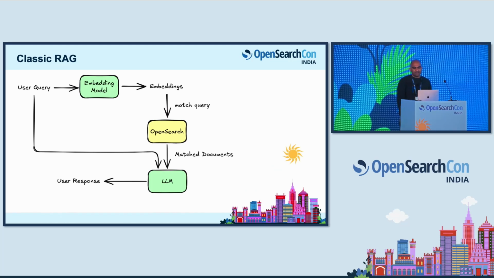I think everyone understands what a classic RAG looks like. You have a user query which is passed through an embedding model, and you generate the embeddings. Then you compare the embeddings against OpenSearch through the neural search interface. When you get these matched documents, you pass them to a large language model, which gives you the natural language response in the context of the user query and the documents.